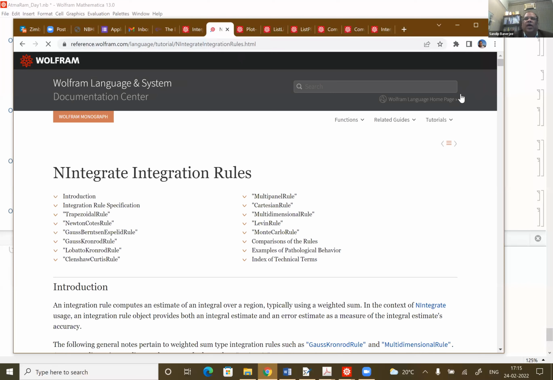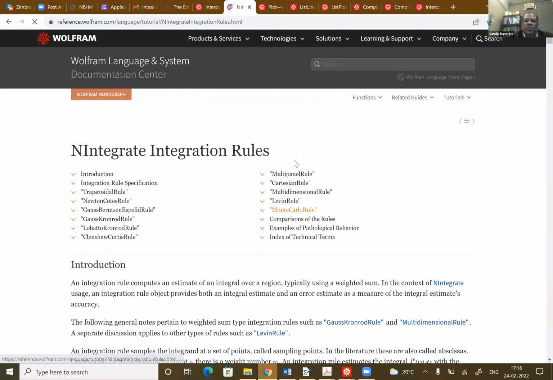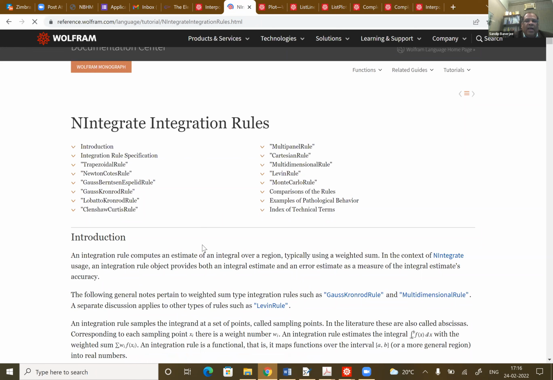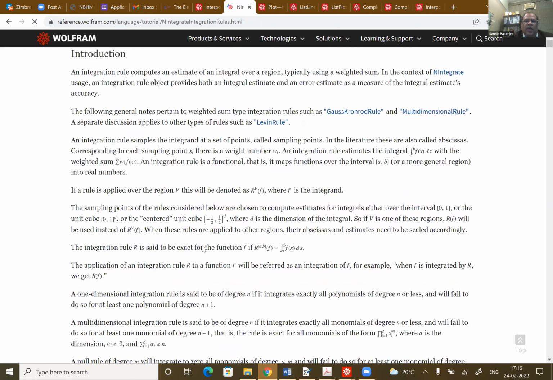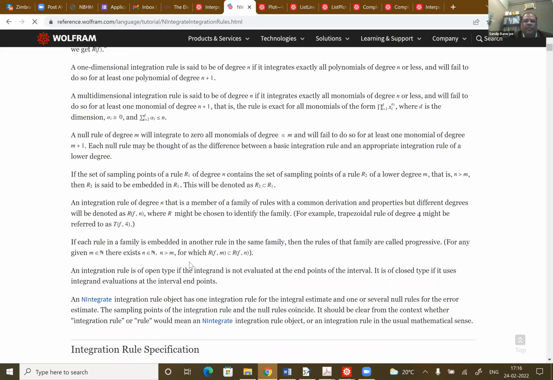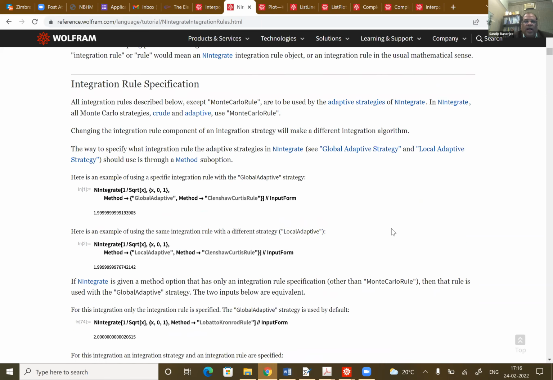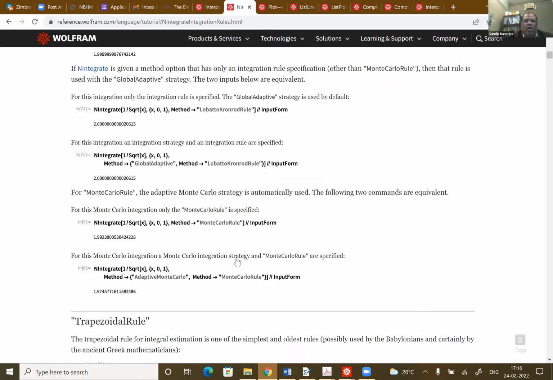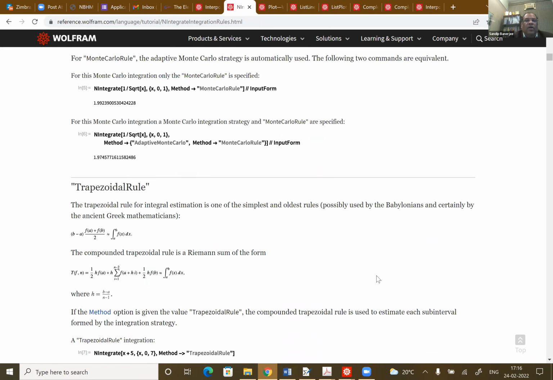Okay, so in integration, I find there are so many rules that you can use. The common ones are the trapezoidal rule, Newton-Cotes rule, maybe Gauss method, or even Monte Carlo. These are the common things which we use in your BSc. So at that time you just write Method, and then say trapezoidal or Monte Carlo. I think I have trapezoidal, yeah.